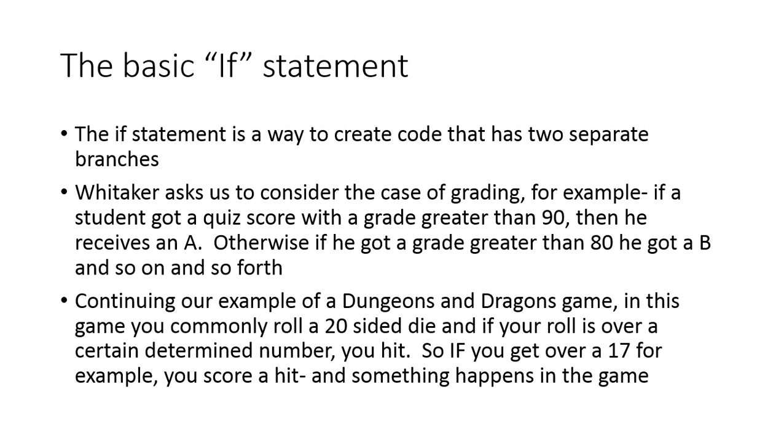Another way is if you think about our continuing example of Dungeons & Dragons. Well, in this game, you commonly roll a 20-sided die, and if your roll is over a certain determined number, you hit. So if you get, for example, over a 17 on your roll, you score a hit and something happens in that game. Or you can think of it as like a coin flip. If you get heads, then you've won. If you get tails, you've lost.